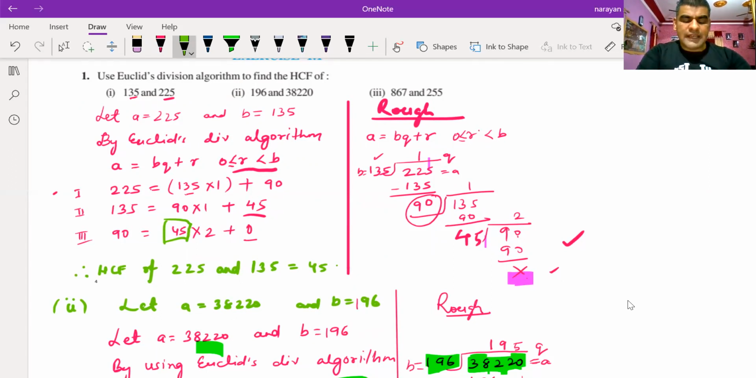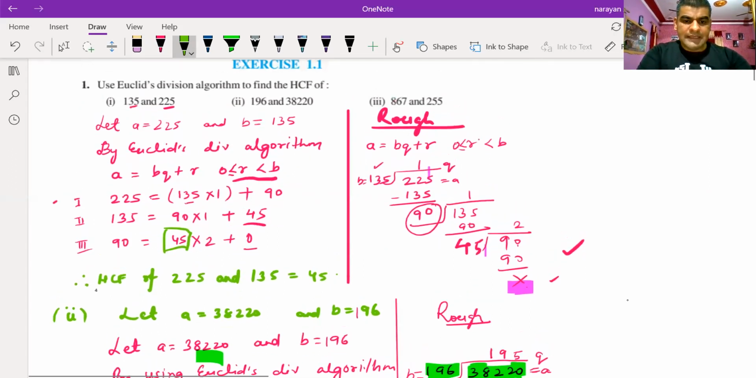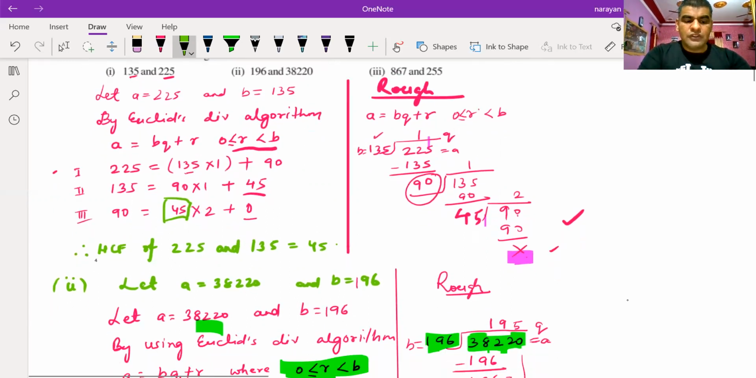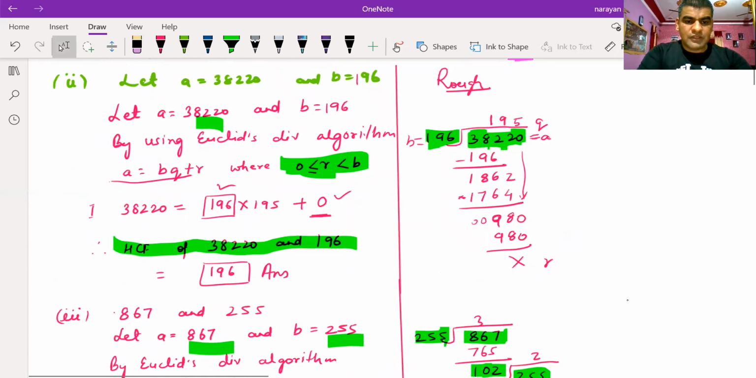Okay, children. So we'll try to understand one more example. Like in the second question, it is given 196 and 38,220. We have to find the HCF of these two numbers. So we are going to again follow the same steps. We will take 38,220 as A and 196 as B. Then we can represent A in terms of B. So by Euclid's division algorithm, we can write A is equal to BQ plus R, where R is greater than or equal to 0 and less than B.